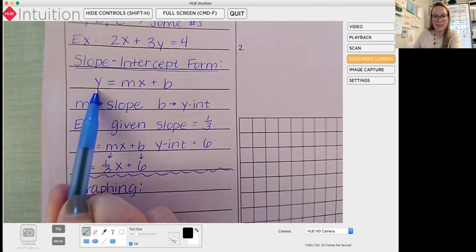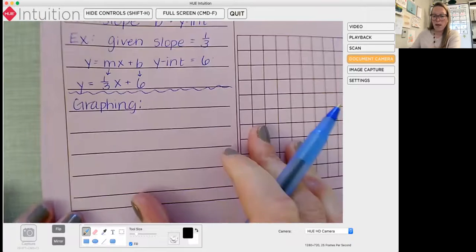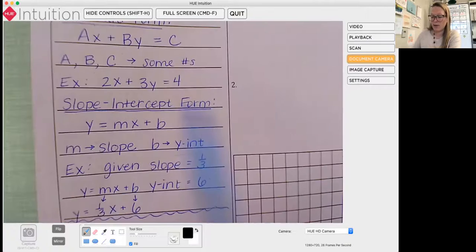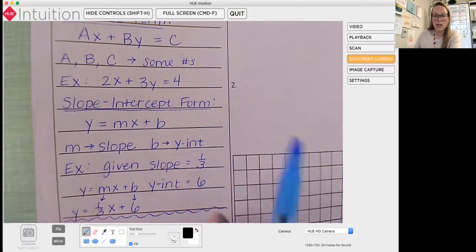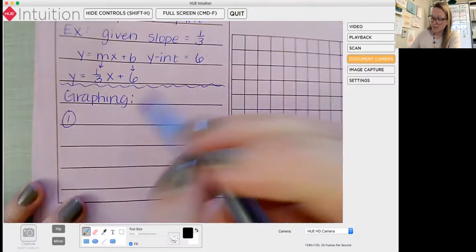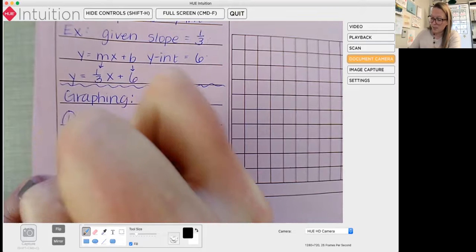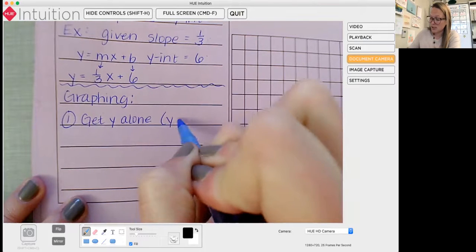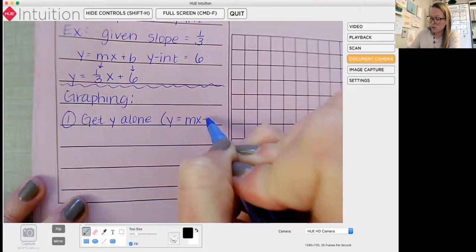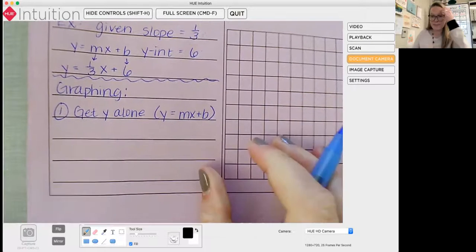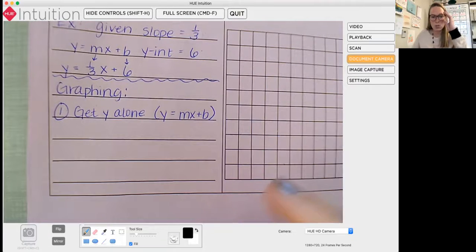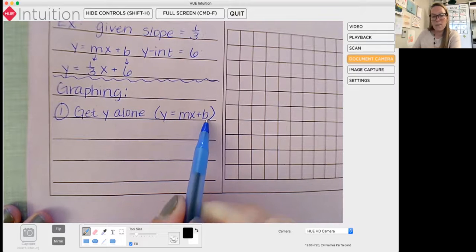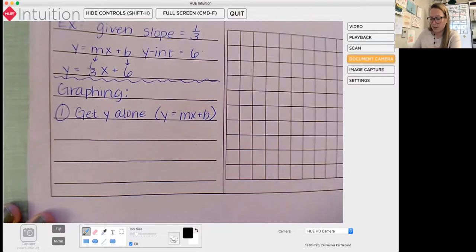and on one side. So in order to do that, if for instance, we're given an equation like this, the first thing that we want to do is we need to get y alone. And we're going to need to get that equation into y equals mx plus b form, okay? So once we have this y alone, that means we have an m, we have a b, so we have a slope, and we have a y-intercept.